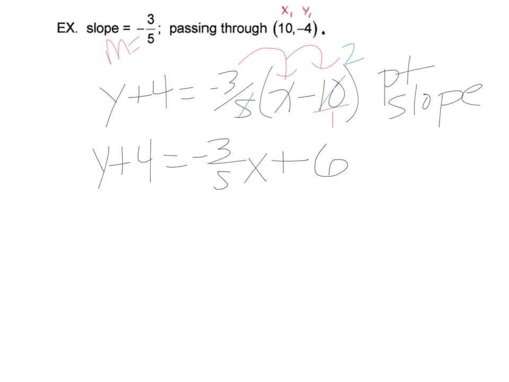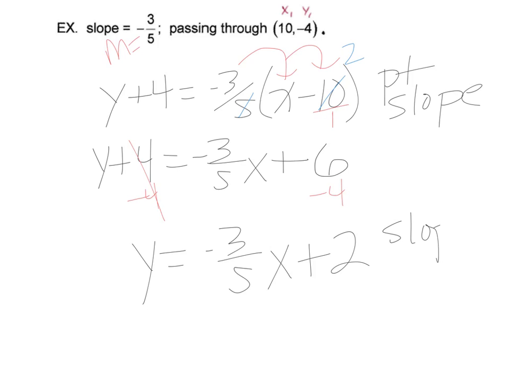Then I need to get the y by itself. Subtract 4. Y equals negative 3/5 x plus 2. And that is slope-intercept form.